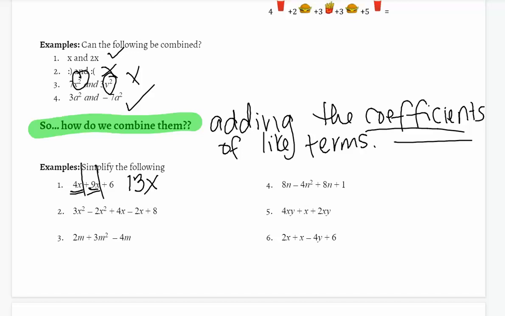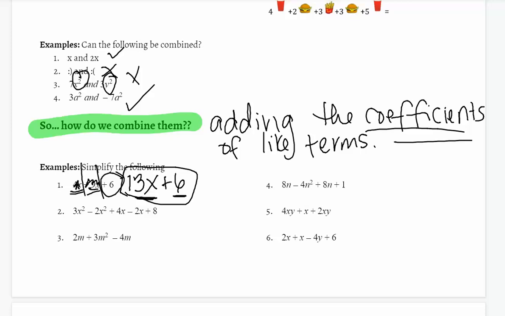Because if you don't include that x, I don't know what you're talking about. It's like going up to the McDonald's cashier and being like, hello, can I have 13, please? They're going to look at you like you're a little crazy. So you want to make sure you want 13 French fries. Okay? I can cross these out because I've used them. Look at 6. Can I add 6 with anybody in this problem? No, so I just add it to the end. Okay? I know I'm done because 13x and 6 can't be combined because they're not like terms. 13 has an x and 6 does not.